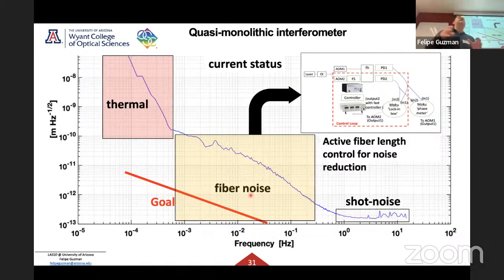If you want to miniaturize things, you want to actually avoid complexity. But right now, with the system we have, we're being limited by some fiber noise. We're about an order and a half of magnitude away from where we want to be, and we're trying to implement some other noise mitigation strategies to achieve our sensitivity goal.